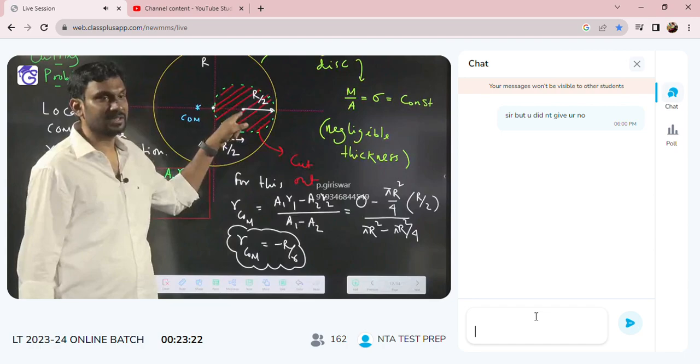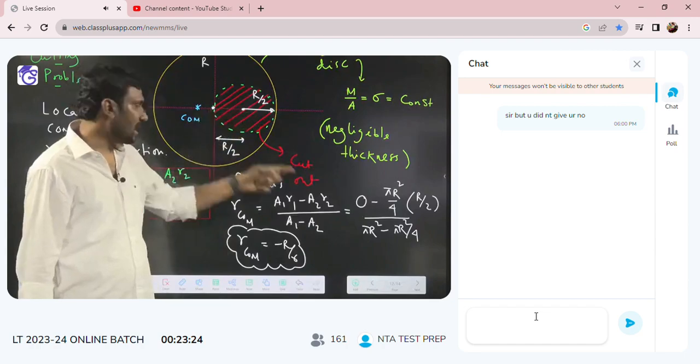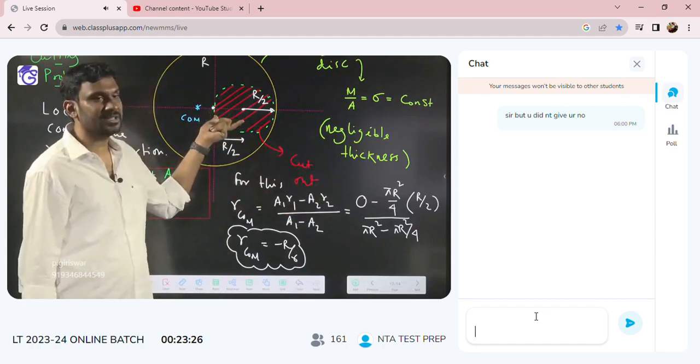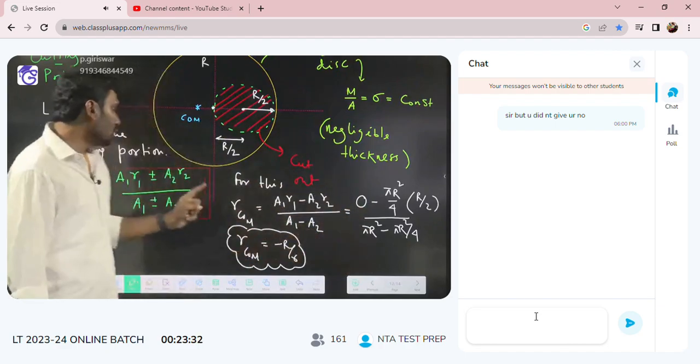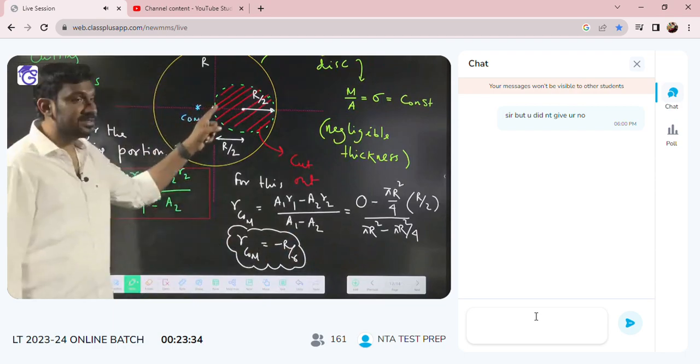So where is the center of mass? Here is the center of mass. How much distance? R2 is measured from the original center. So how much distance is it? R by 2. Substitute and calculate. So the minus sign is indicating that the center of mass is shifted leftward.